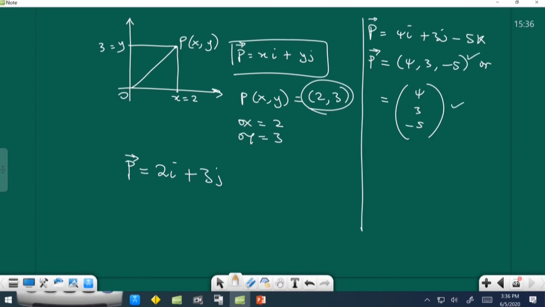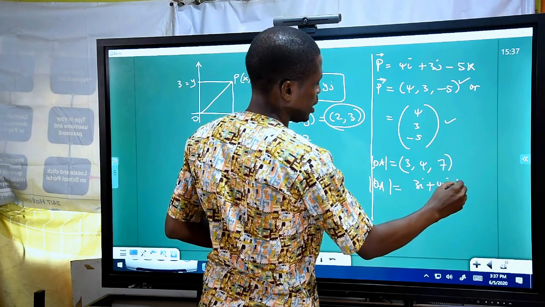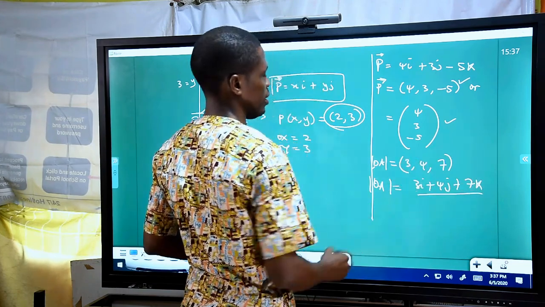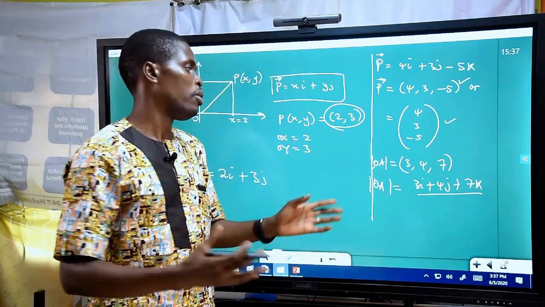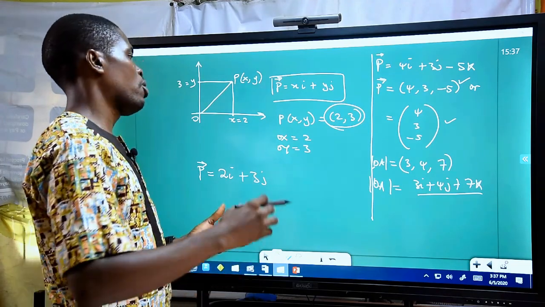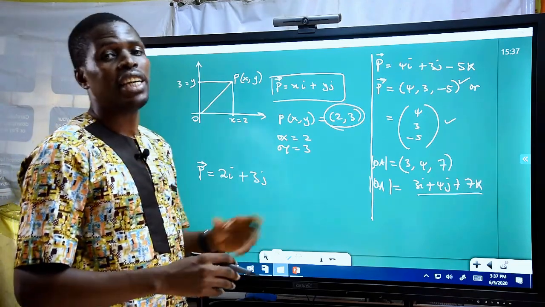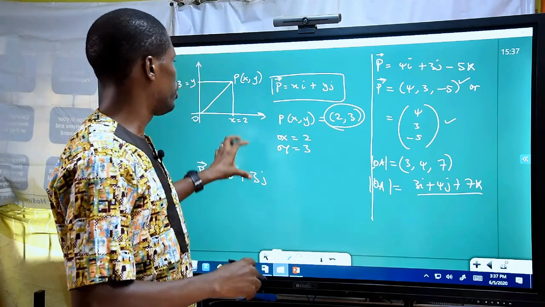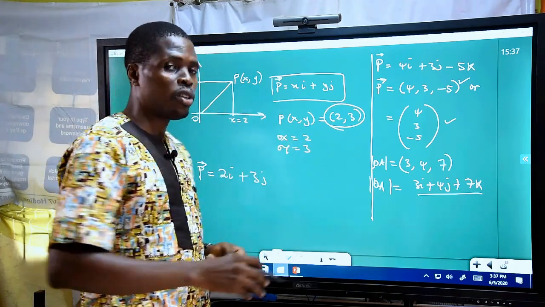So if you are given a coordinate geometry for a point, maybe OA, is given as 3, 4, 7. You can represent this in vector form and say OA is equal to 3i plus 4j plus 7k. So that is the vector form of this. And you can also use it to find the distance between 2 points using a vector application. So we also consider that when we get to coordinate geometry, how we can relate vectors and coordinate geometry.